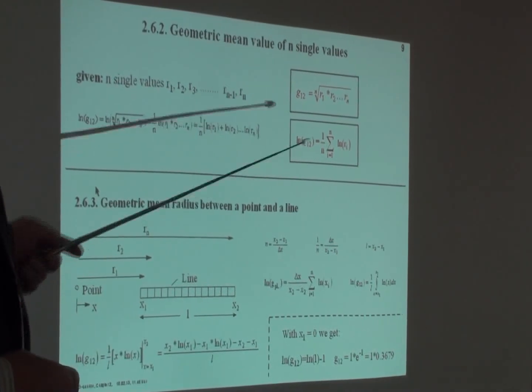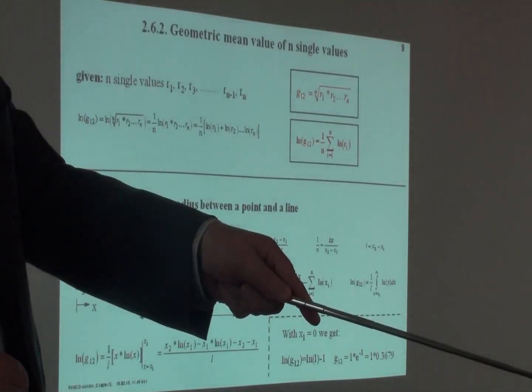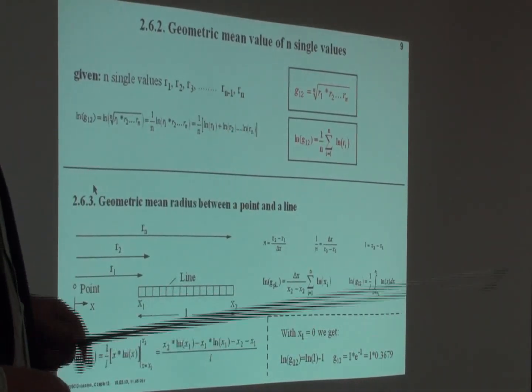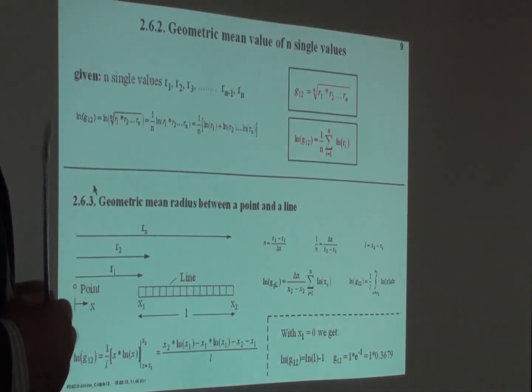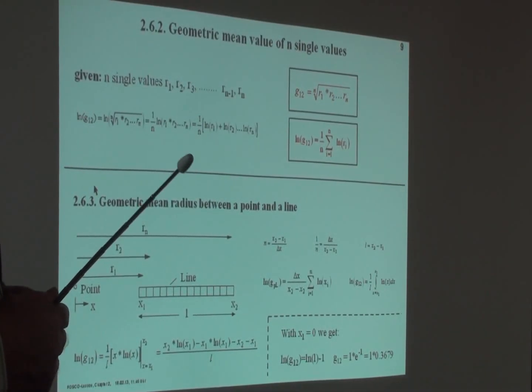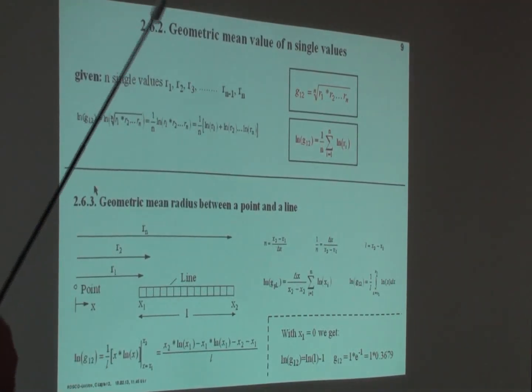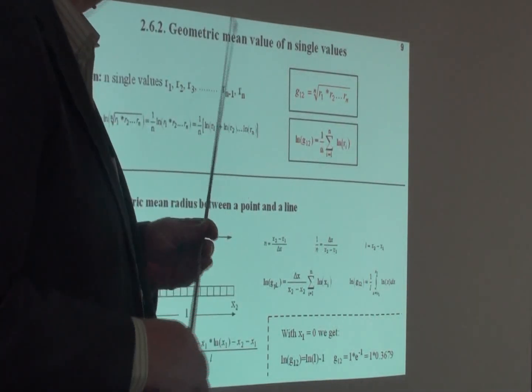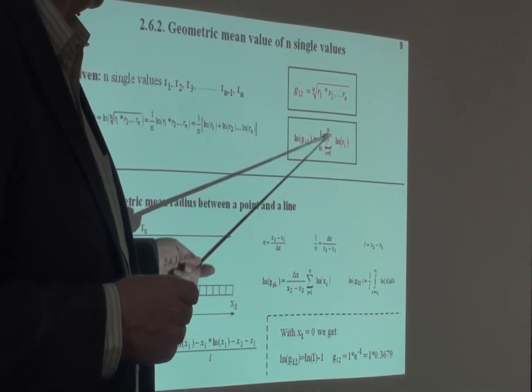Laserpointer. Yes. I showed it to you for 1, 2, and 3, and if you have n values, you have to build the root n. Here, like this, you have 6 cables in one flexible cable, 6 different cables. And this is the expression for the geometric mean value from n values.